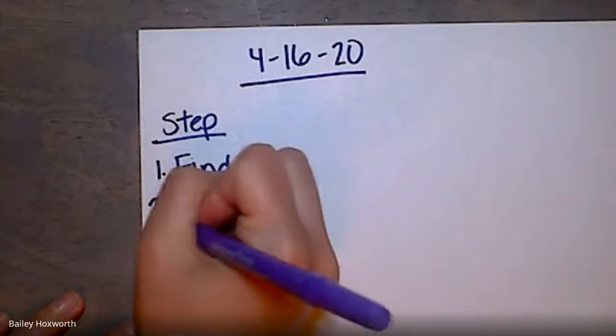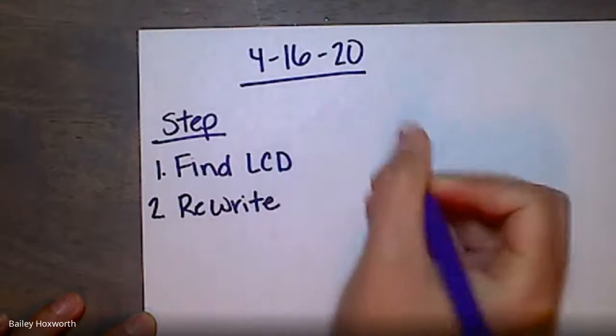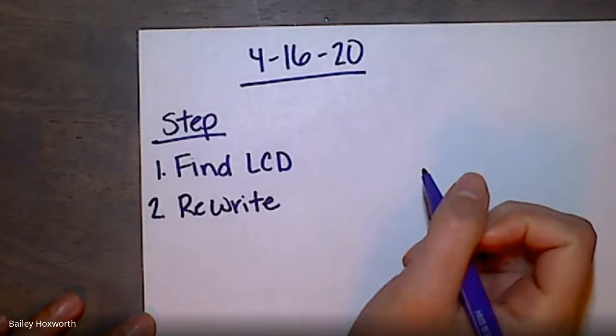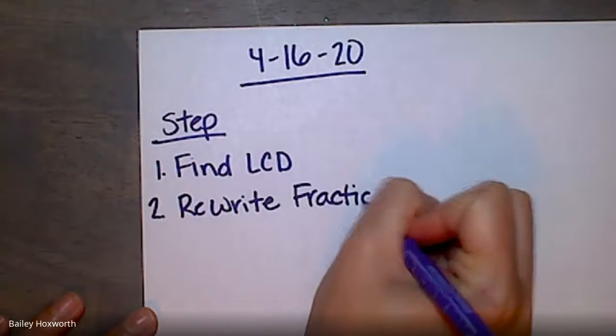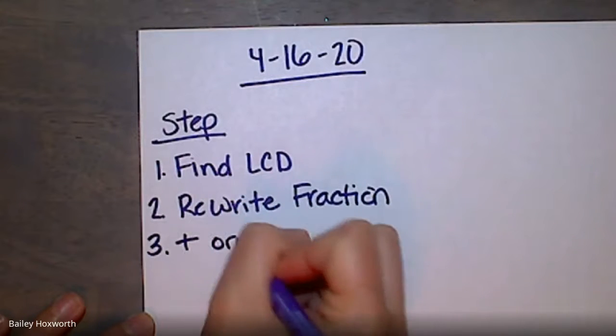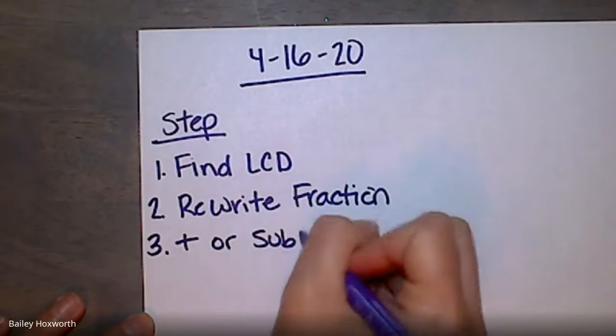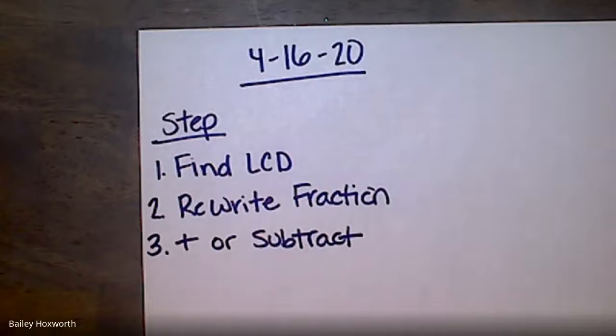All right, step 2, rewrite your fraction. Remember, whatever you do to the top, you got to do to the bottom. Whatever you do to the bottom, you have to do to the top. So rewrite your fraction. And then step 3, add or subtract. Pretty easy. So let's do a few practice ones together.